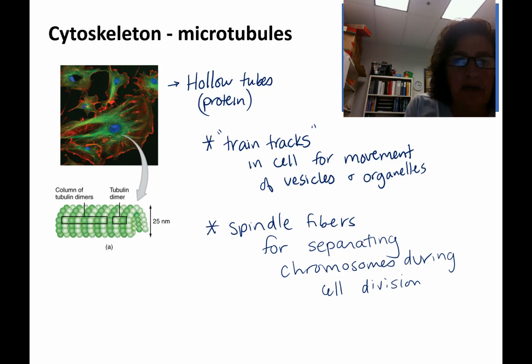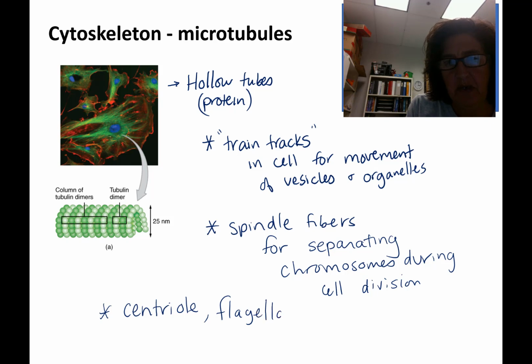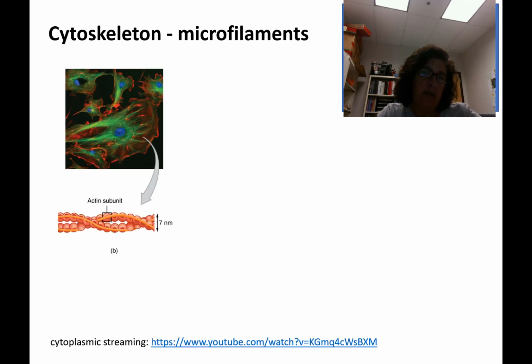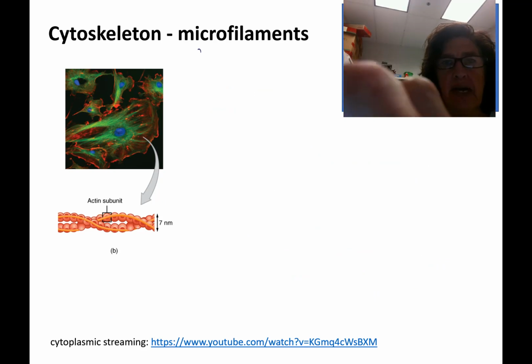Microtubules also make up something we're going to talk about in just a second. They also make up a thing called a centriole. They make up flagella, which we'll talk about in the last video. And cilia are made of these hollow tube proteins, microtubules. The next one we're going to talk about is microfilaments, the skinniest one, and these are shown in red. And sometimes they're also called actin filaments.